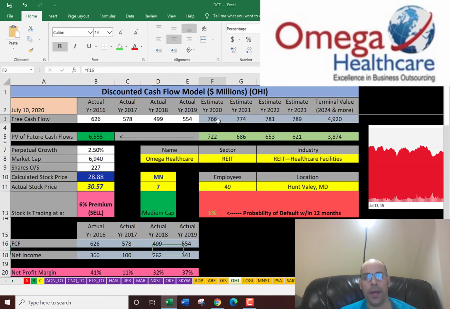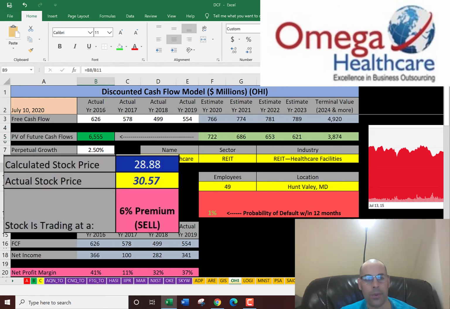So we estimated 4 years of future free cash flows. We also did a terminal value, which is all years past year 4. We discounted those numbers back to today, and we get a value of the company of $6.5 billion. We divide that by 227 million shares, and we get a calculated intrinsic stock price of $29. It's trading at $31, so it's trading at a premium, a 6% premium. So it's a sell according to the model, but it's really close.